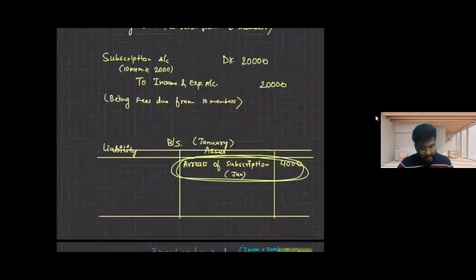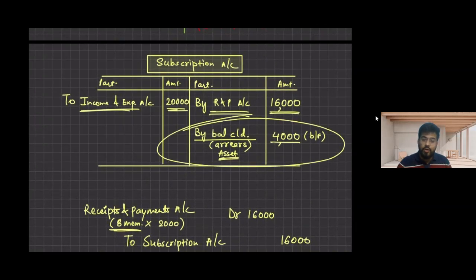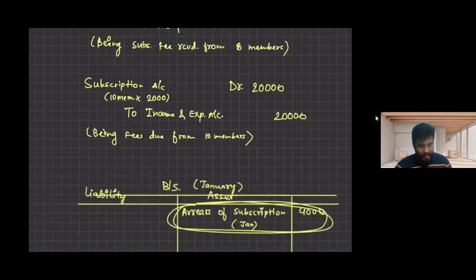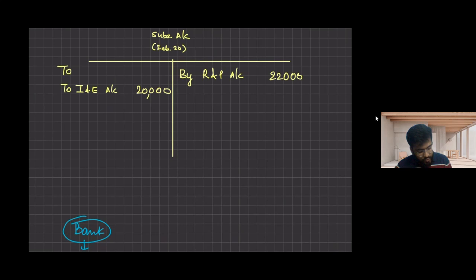So you have a balance carried down of 4,000. So this will be brought down. It is on the credit side, so it will be brought down on the debit side for the month of February. So it would be to balance brought down, that is arrears of subscription, that would be of rupees 4,000. The balance has been arrived over here.